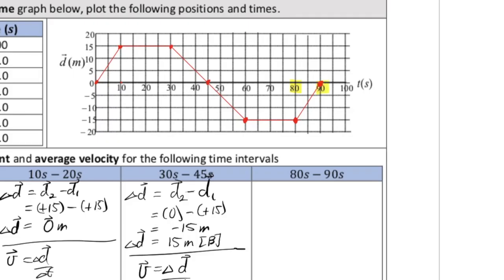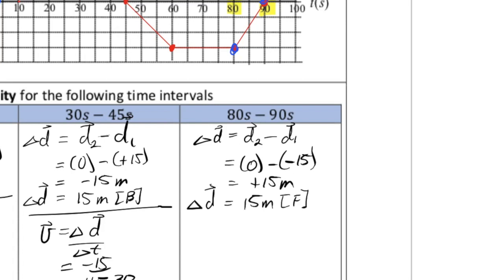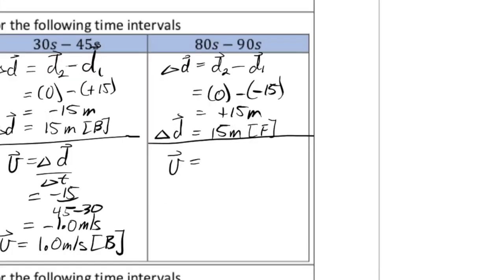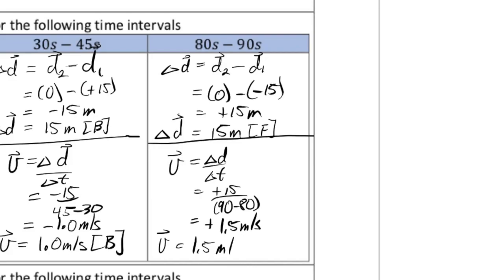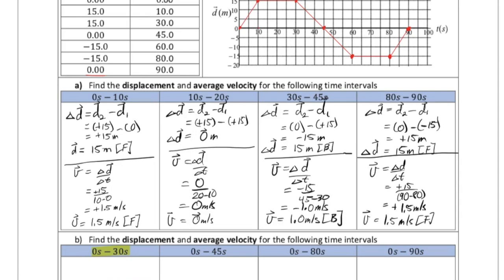Between 80 and 90 seconds now. Our initial position is negative 15. Our final position is 0. So again, our change in position is d2 minus d1, 0 minus negative 15, and that works out to positive 15 meters, or 15 meters forward. Calculating our velocity, that works out to positive 1.5 meters per second, or as a vector, 1.5 meters per second forward. Now let's focus on what happens when we have a larger segment between 0 and 30 seconds.